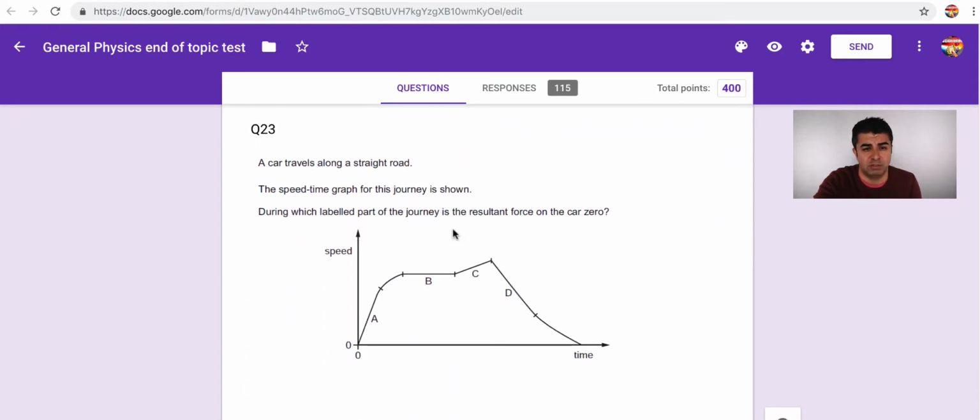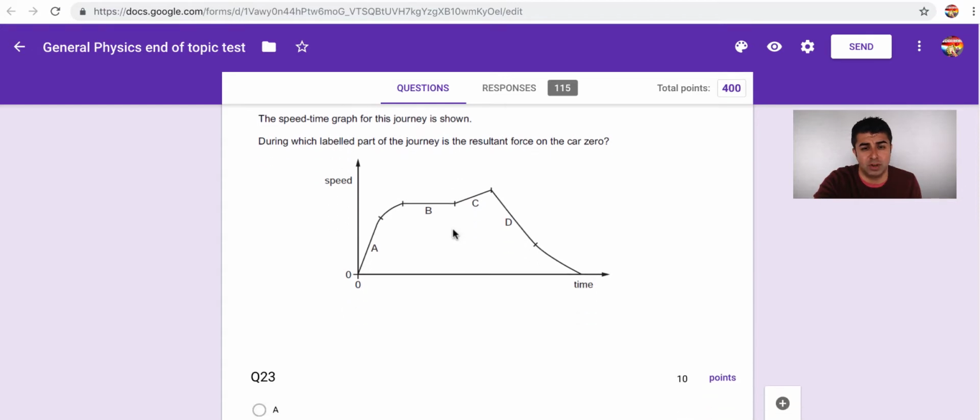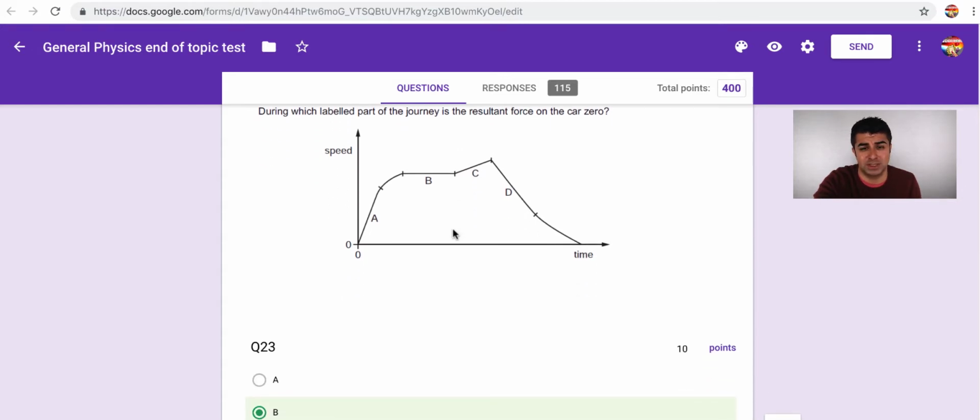23. A car travels along a straight road. The speed time graph for this journey is shown. During which labelled part of the journey is the resultant force on the car 0? Well, that's Newton's first law. It's when the car is travelling at a constant speed.